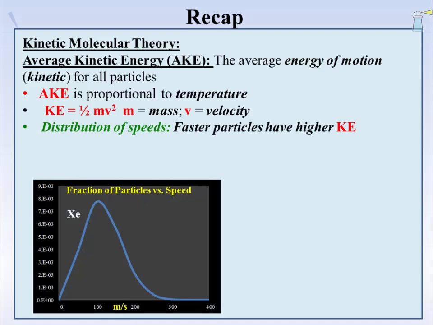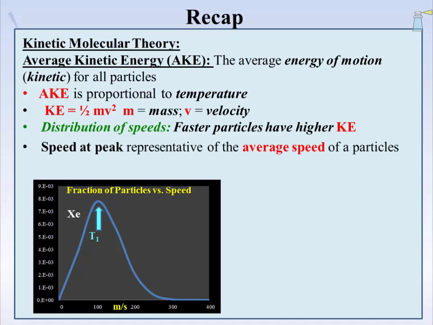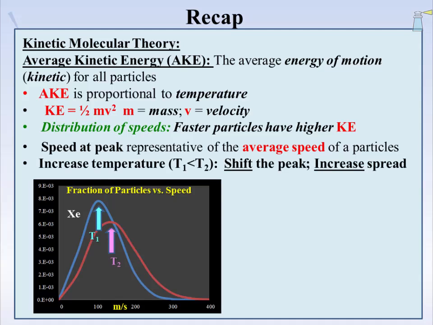This makes sense because the particles are constantly colliding and changing speed. Faster particles have higher kinetic energy. The speed at the peak is representative of the average speed of all particles. If the temperature is increased, then there'll be a shift in the overall distribution of velocities, and that includes a shift in the peak. A higher temperature means a faster average velocity and a broader spread of speeds.